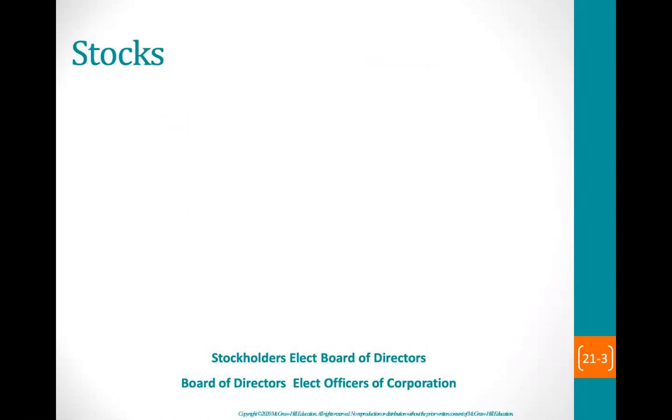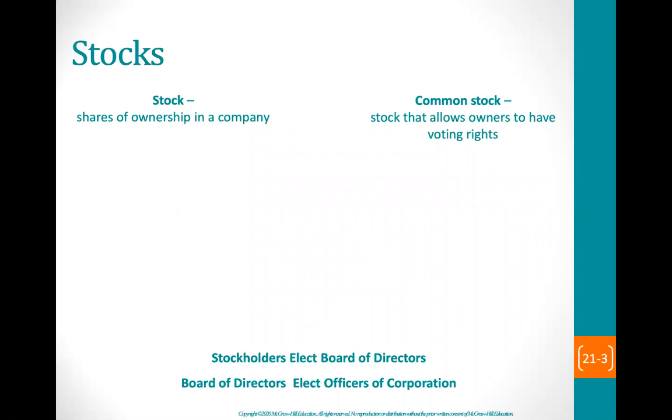First, we need to discuss some basic stock terms. Companies sell shares of ownership in their company to raise money to finance operations, plan expansion, and so on. These shares of ownership are called stocks. The buyers of stock are called stockholders, and they receive stock certificates verifying the number of shares of stock they own. There are two basic types of stock.